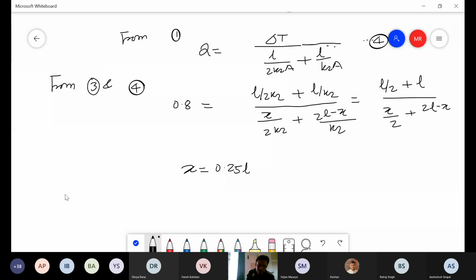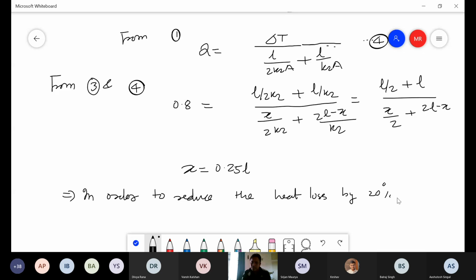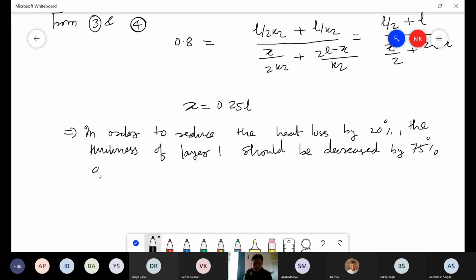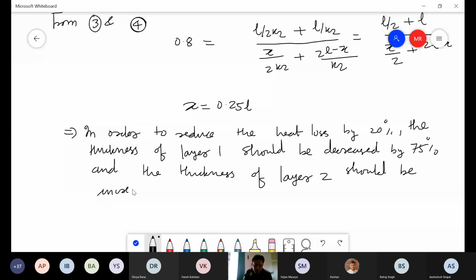What it means is if we reduce the length of the first layer by 75%, then my rate of heat transfer is going to reduce by 20%, isn't it? Correct? So what it implies is, in order to reduce the heat loss by 20%, the thickness of layer 1 should be decreased by 75% and the thickness of layer 2 should be increased by 75%. So this is the answer of the first part.